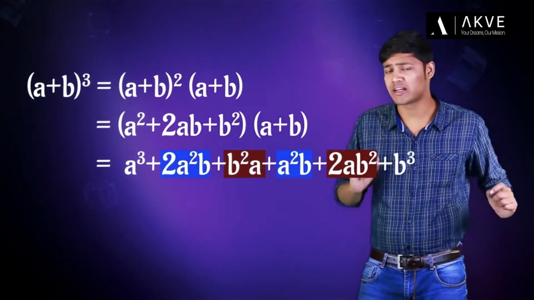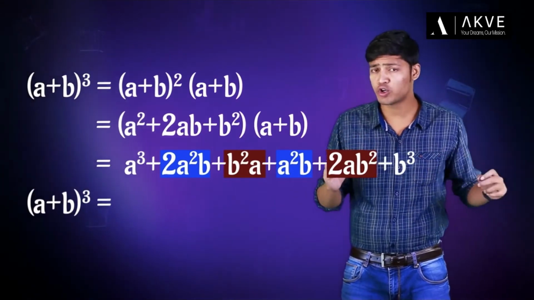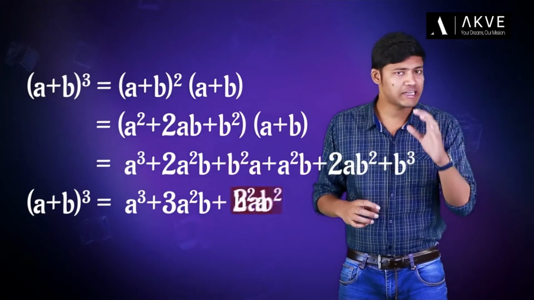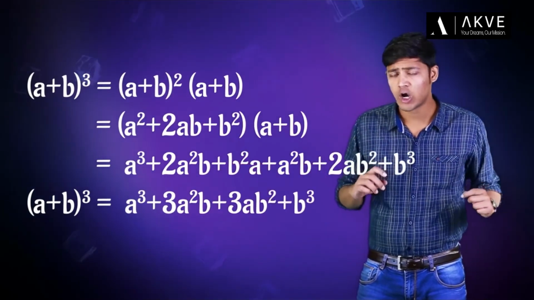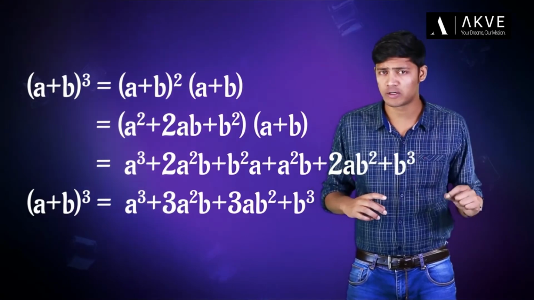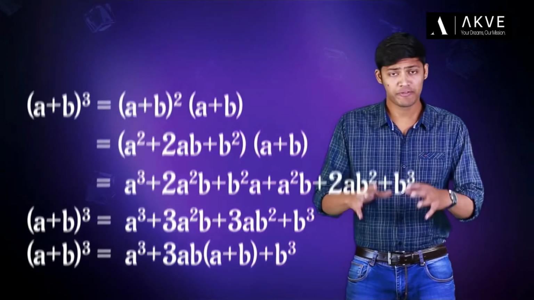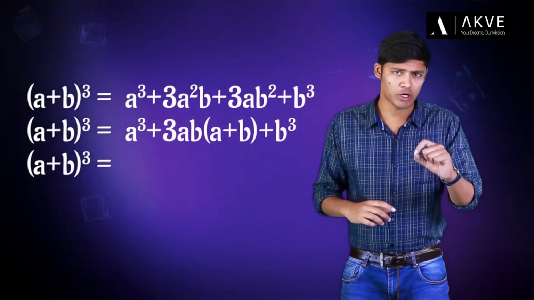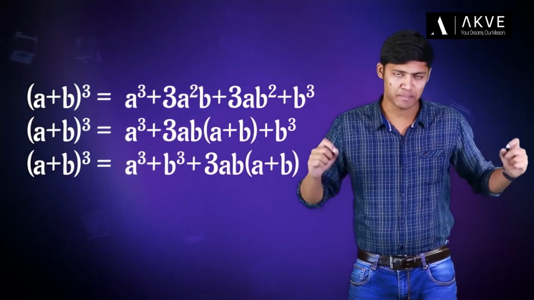Now, adding the like terms, we finally get the identity as (a plus b) whole cubed equal to a cubed plus 3a squared b plus 3ab squared plus b cubed. We can stop here, or we can take 3ab common from the terms 3a squared b and 3ab squared. If we do so, we get (a plus b) whole cubed equal to a cubed plus b cubed plus 3ab multiplied by (a plus b).